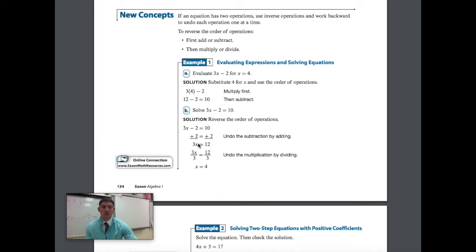Now, because you've added or subtracted first, you're going to go to multiply and divide. Here you've got 3 times x. The inverse of that is divide, so divide by 3. That's going to cancel out, and you get x by itself. On the other side, 12 divided by 3 is 4. So you get to solve this equation by using your reverse order of operations. Guess what? That answer was exactly what we saw in the first part of this example.